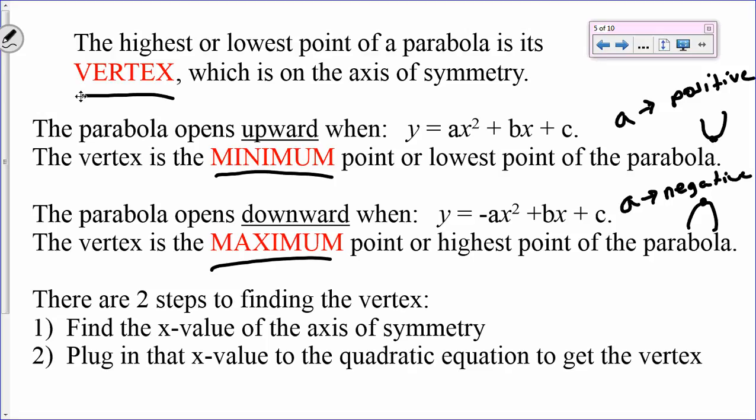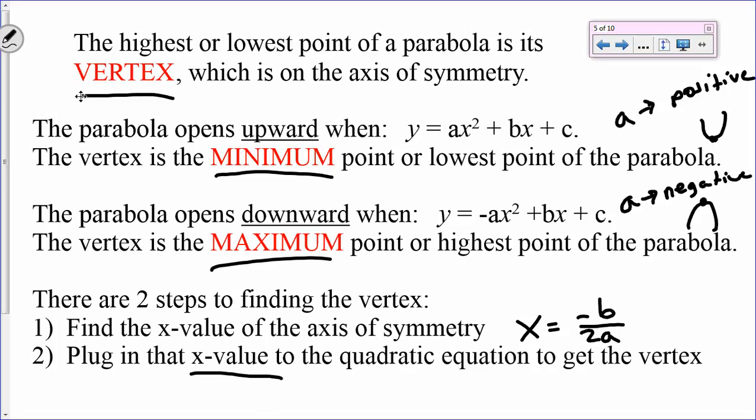Just like we could calculate the axis of symmetry, we're going to be able to calculate that exact point. How we're going to do that is follow these two steps. First is to find the x value of the axis of symmetry. So use our x equals -b over 2a. That's going to give us a value for x.